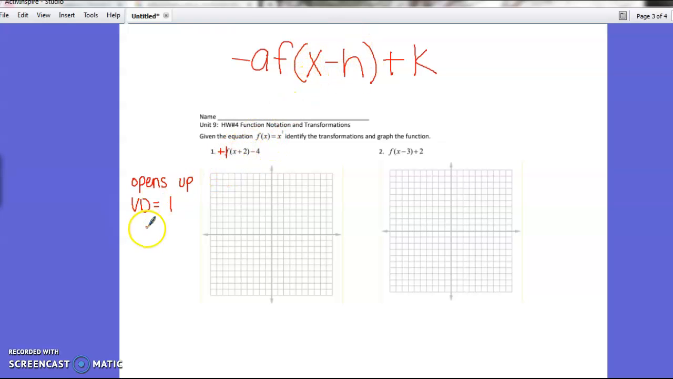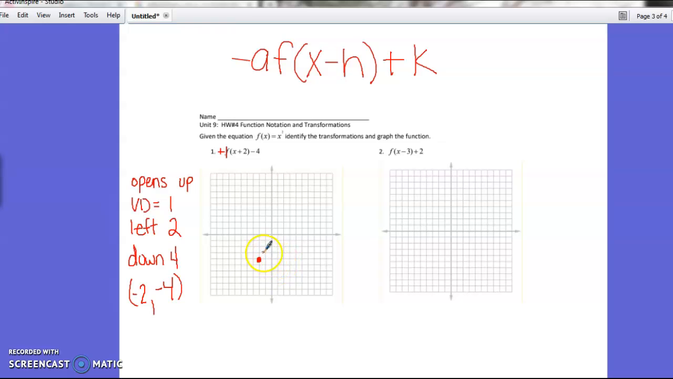So that's telling us that our graph is going to move how? A horizontal translation, we're going to move to the left 2. And then our minus 4, that's in the K spot. So that's going to tell us that we are moving down 4. So our vertex is going to be at negative 2, so it's at left 2, so that's negative 2, and then down 4 is negative 4. So we can put our vertex, negative 2, 1, 2, 3, negative 4, so there's our vertex.